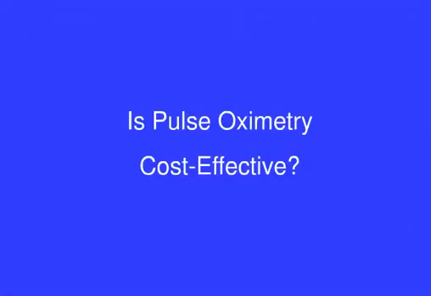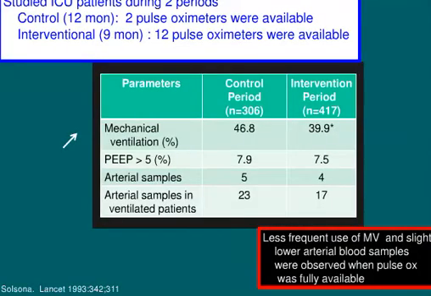Is it cost effective? This is a very interesting study. And what they did here is they studied ICU patients in 2 periods. The control period was a year in which in their ICU there were only 2 pulse oximeters present. Then they compared that with an interventional period, which was 9 months later, in which there were now 12 pulse oximeters present for the same number of ICU beds. And what they found is that there was less frequent use of the ventilator and slightly fewer arterial blood samples when the pulse ox was fully available.